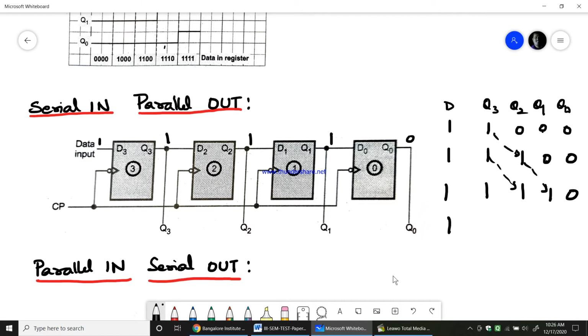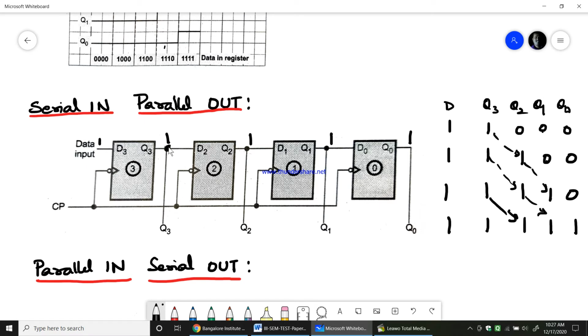Again, give the fourth bit as an input, and that gets loaded to Q3. When you press the clock pulse, the content of Q3 comes to Q2, Q2 comes to Q1, and Q1 comes to this. Now all are 1. All inputs are 1.